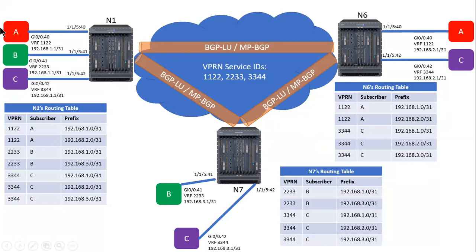So you can have all of the subscribers that are terminated on a particular provider edge router share the same address space. And as long as we give them unique route distinguishers, then the provider edge router will be able to tell them apart. And as long as we have a valid route target, then an extended community or a service label will be generated and shared for that particular subscriber's VPRN.